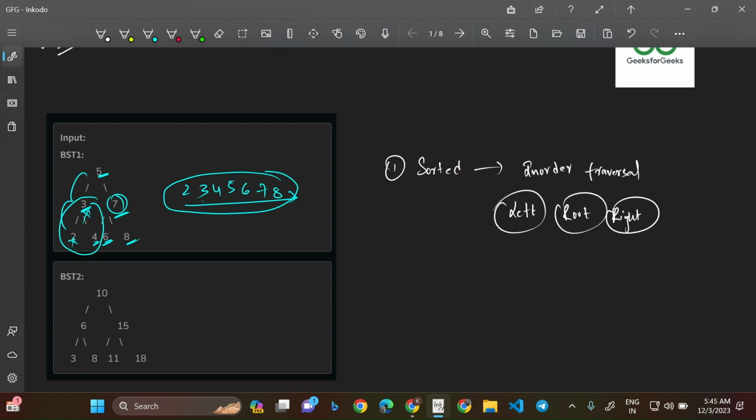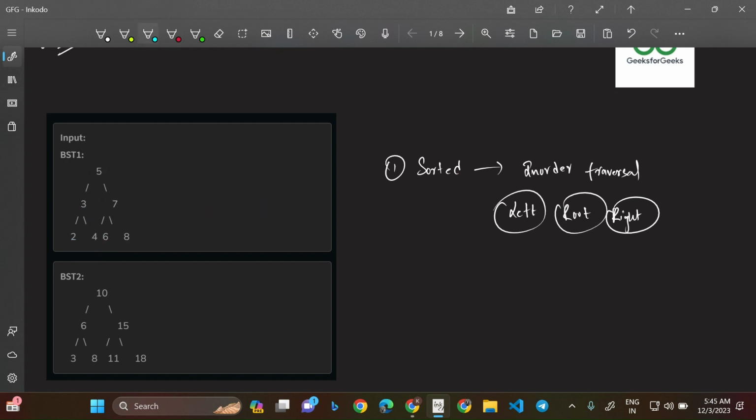Because in BST, what is the rule of BST? All elements to the left are less than the root's data, and all elements to the right are greater than the root's data. That is the reason we are getting a sorted thing. So why can't we use this property of the BST to solve this question?